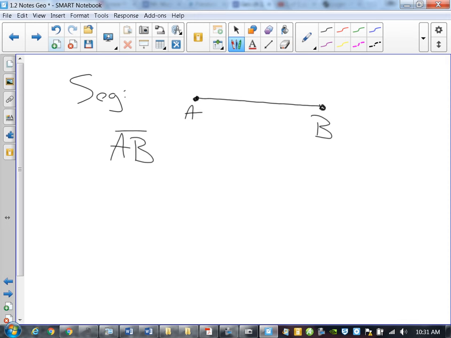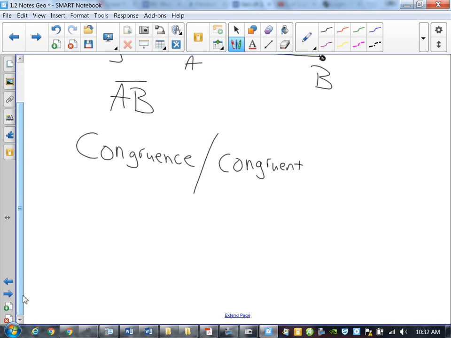And then when we talk about what things mean, when we talk about this word called congruence, or we'll say congruent. Congruent is kind of a fancy way of saying something is equal in measure, equal in value. So this means equal measure or equal value.